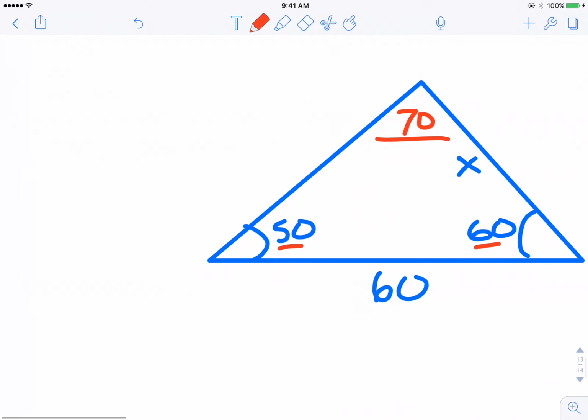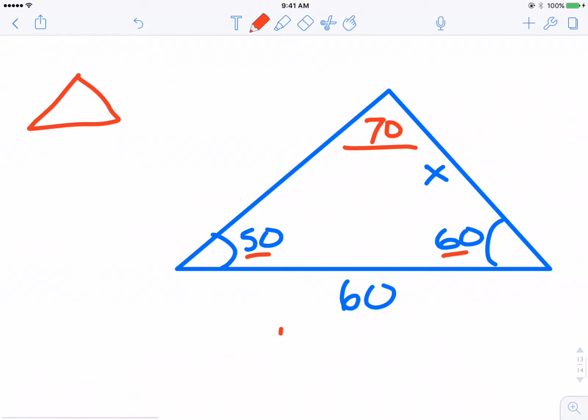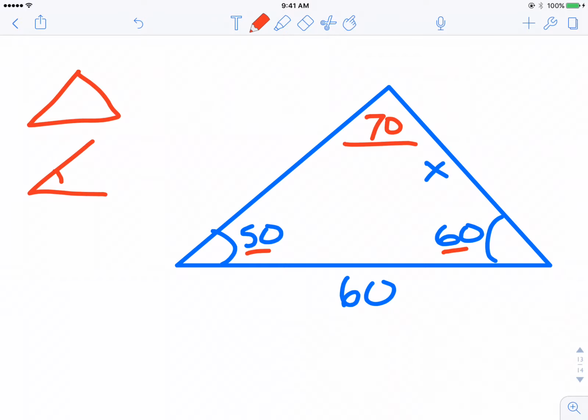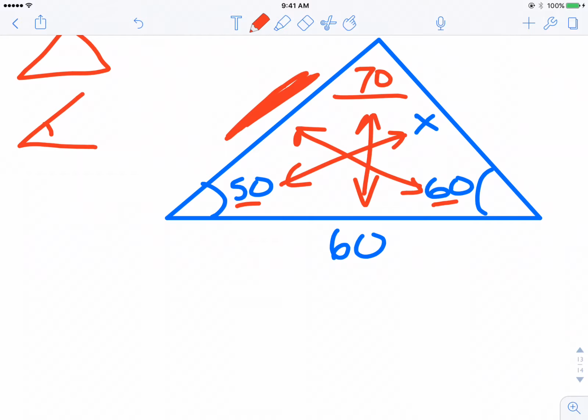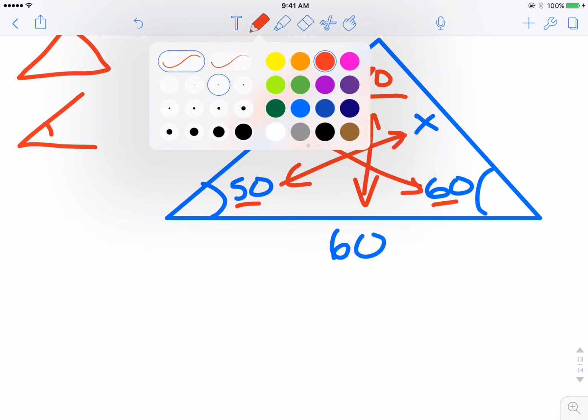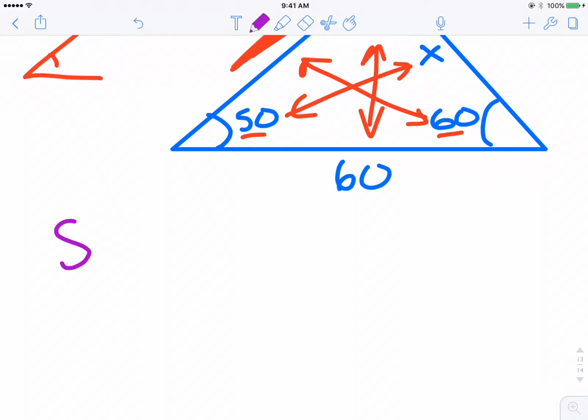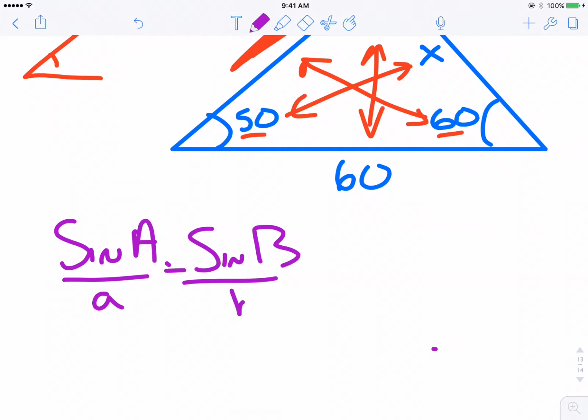I know that my cosine law requires all three sides, or two sides and the angle between. Well, I don't have two sides, nor do I have all three sides, so it can't be cosine law, so I know it's going to be sine law. This and this are opposite, these are opposite, and of course these are opposite, but this isn't going to matter because I'm not interested in this. So I set up my sine law. My sine law is going to be sine A over A is equal to sine B over B is equal to sine C over C.